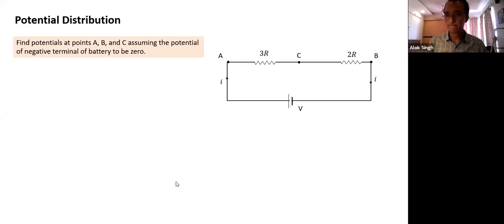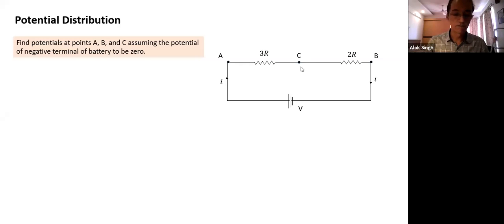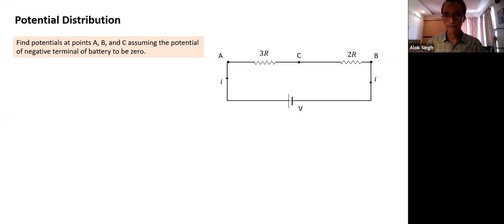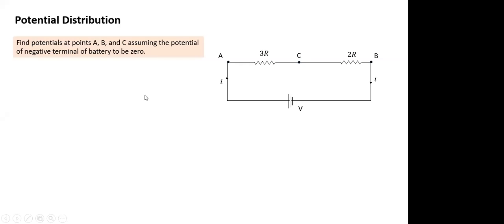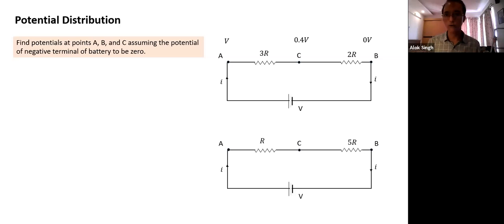Pranav Soma. Do you have an answer? What is the potential at point C? 2V by 5, sir. Any problem in finding the potential? Perfectly okay. So both ways you can calculate. One way is through current, another is through the product. That's why I said this question I expect everybody should be able to solve.